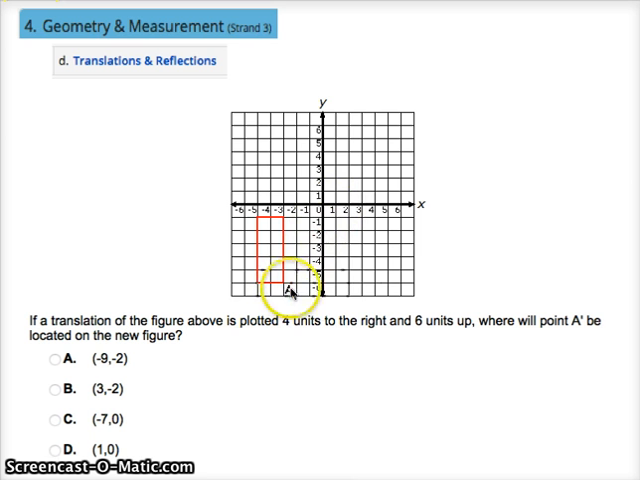So point A goes 4 to the right and 6 up. Mathematically, it's like you're adding 4 to the x coordinate and adding 6 to the y coordinate, which -3 plus 4 is 1, and -6 plus 6 is 0. Again, the answer is D.